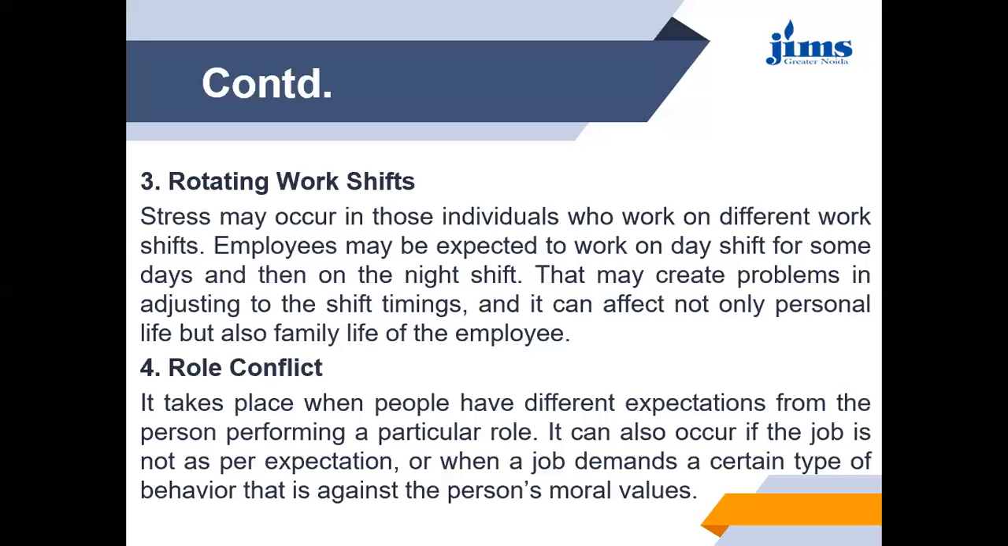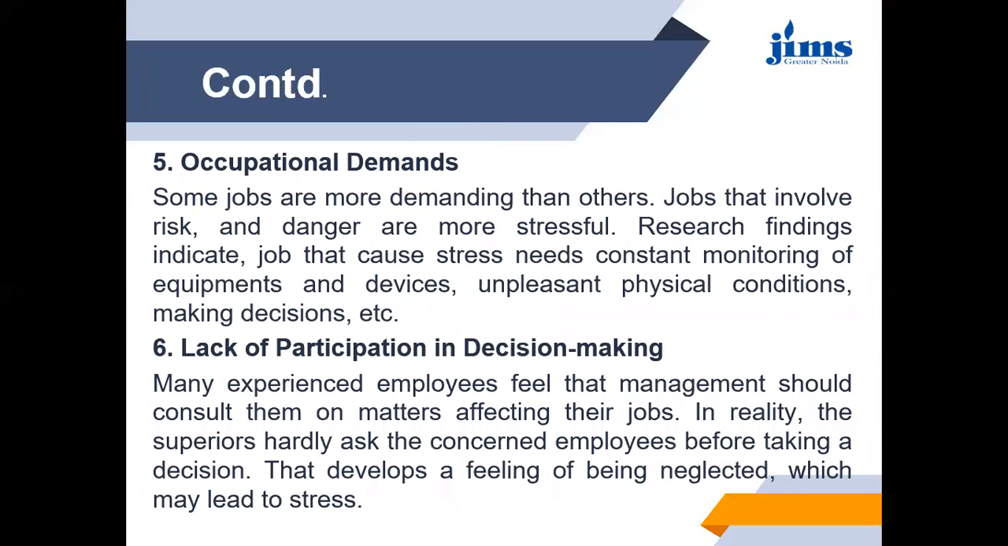Number 4, role conflict. What does this mean? It occurs when people have different expectations from the person performing a particular role. It can also occur if the job is not as per expectation, or when a job demands a certain type of behavior that is against the person's moral values. So that is called role conflict. Number 5, occupational demands. What comes under occupational demand? Some jobs are more demanding and some jobs are less demanding.